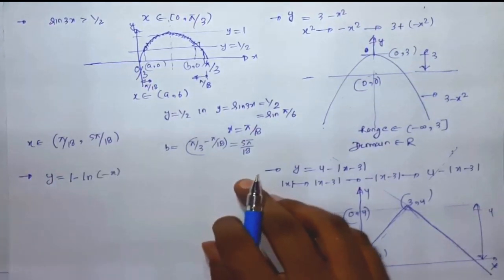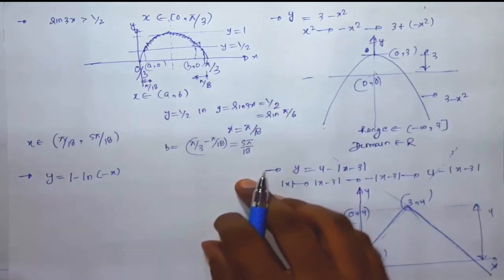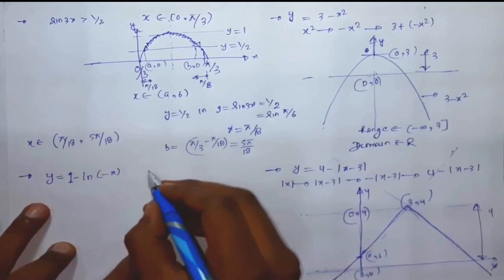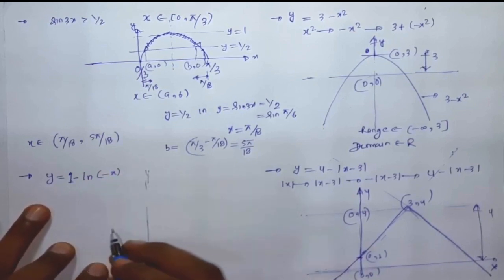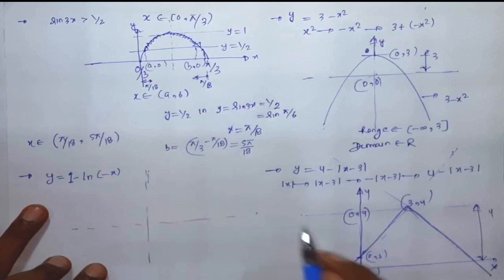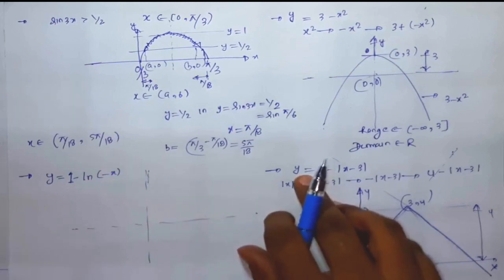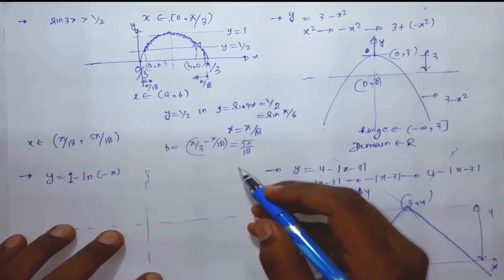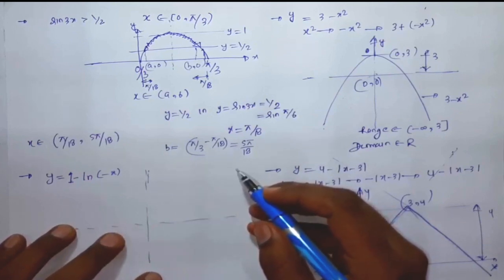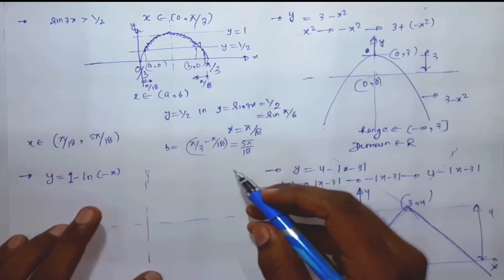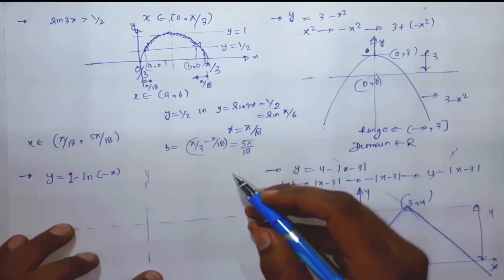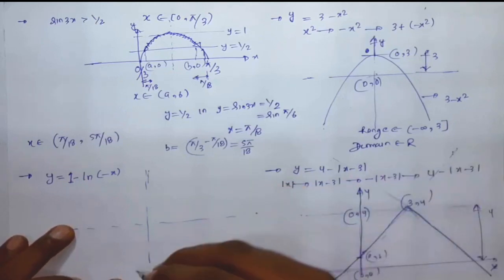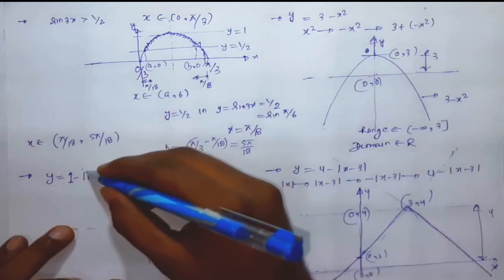How will we draw the graph of this function? This is 1, I am saying, don't confuse. So we are going to take a Cartesian plane like this. First we will draw the graph of ln x. The ln x graph will be like this. Now we are replacing ln x with ln of minus x first, so we are replacing x with minus x. Then we will take the image in the y-axis. So the graph of ln of minus x will be like this.